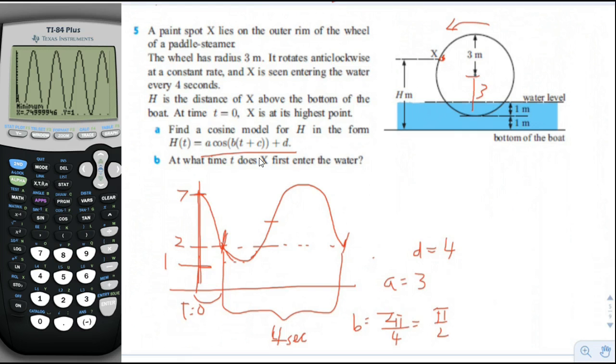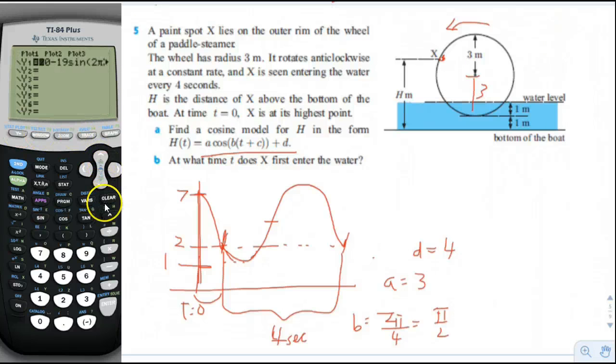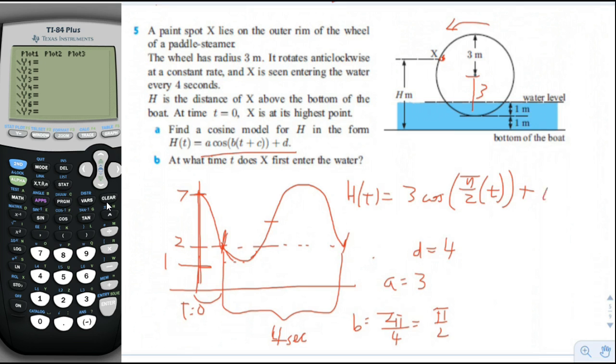So we could put it in the calculator, and let me write out the whole thing. So we have h of t equals A is 3, cosine, and B is pi over 2, C is 0. And D is 4. So I'm going to put this in the calculator, and then we're going to figure out when it first goes below 2.